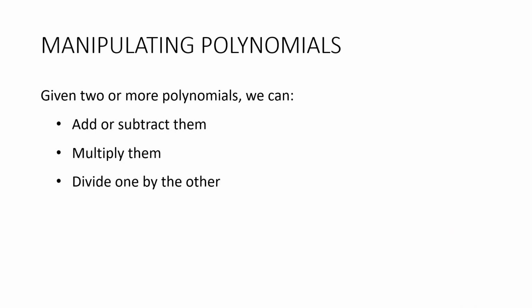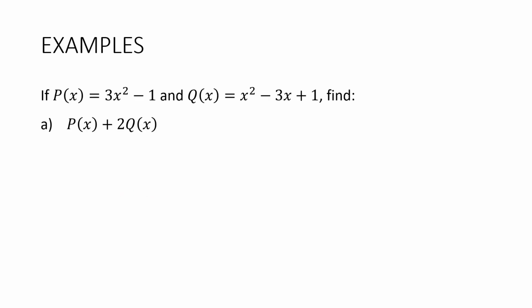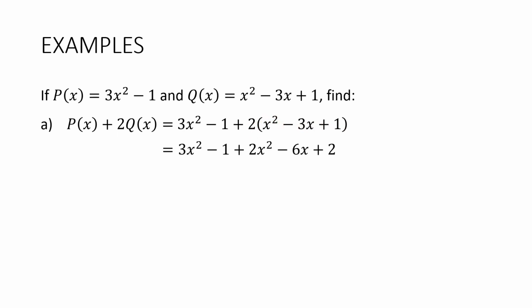Now, given 2 or more polynomials, we can add or subtract them, multiply them, or divide one by the other. And we're going to look at this one next lesson. Here's our example. If p of x is equal to 3x squared minus 1 and q of x is equal to x squared minus 3x plus 1, find p of x plus 2 times q of x. Now, the only tricky part here is we need to put q of x in brackets because it has more than one term, like this. And we're going to expand through this bracket and then collect like terms. So our answer is 5x squared minus 6x plus 1.